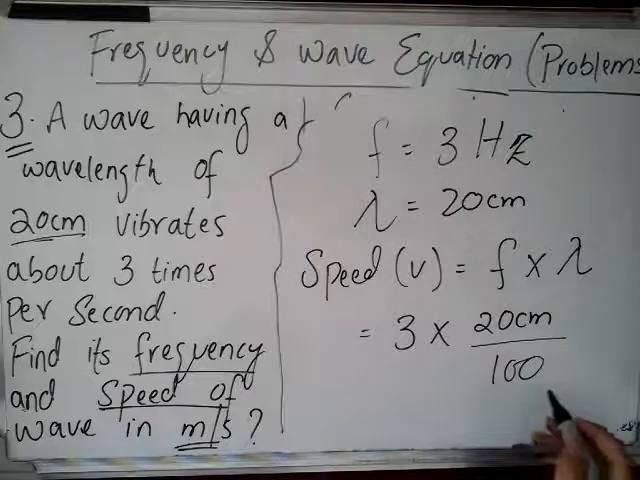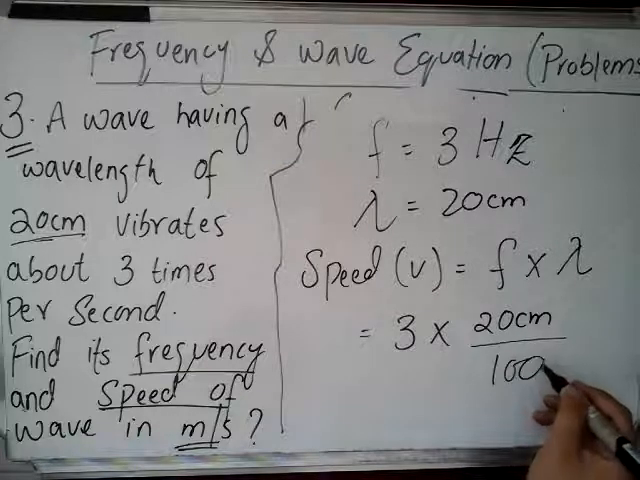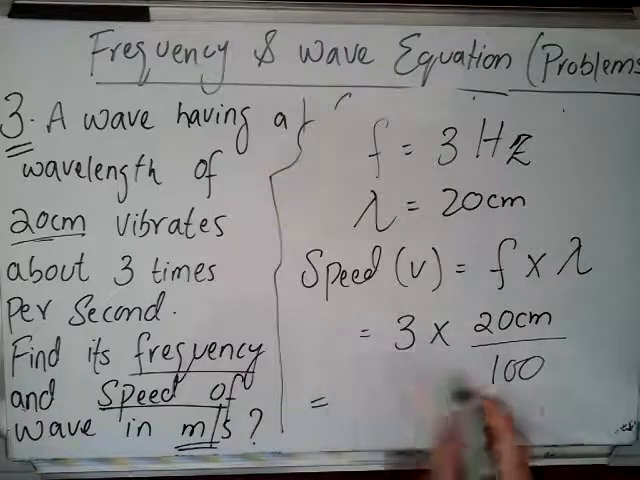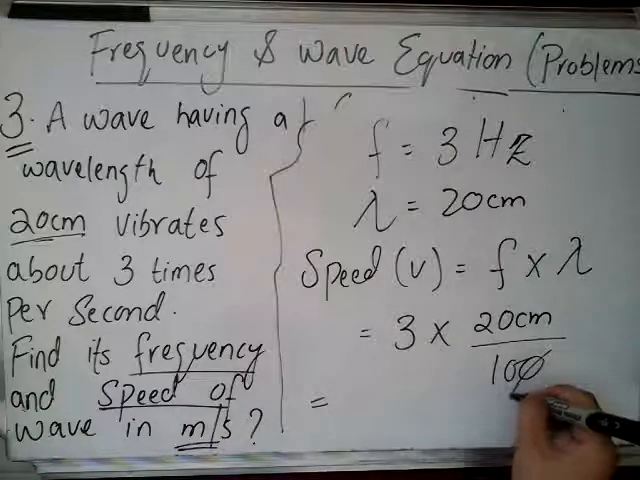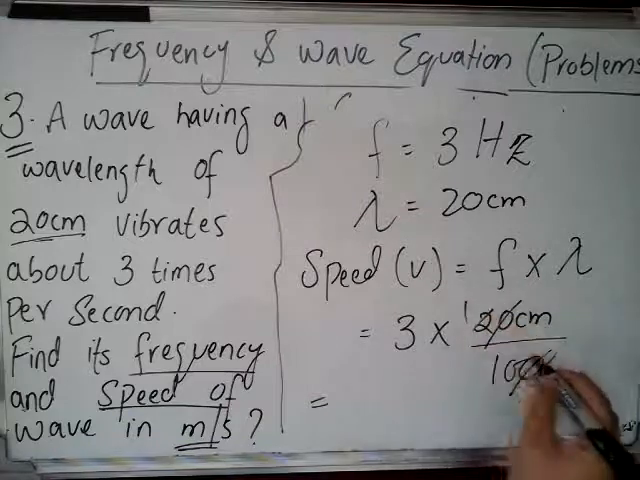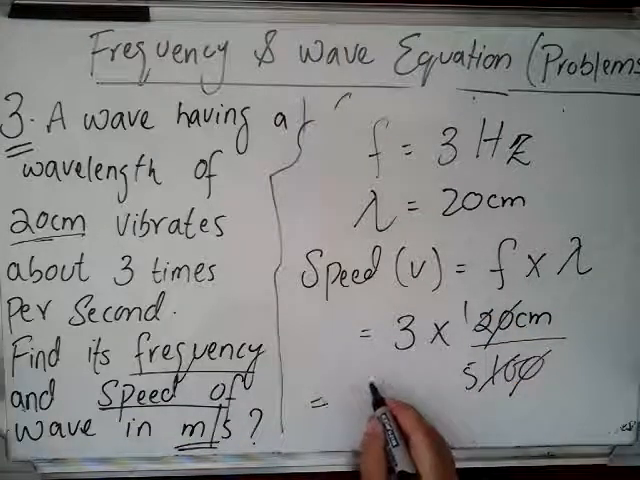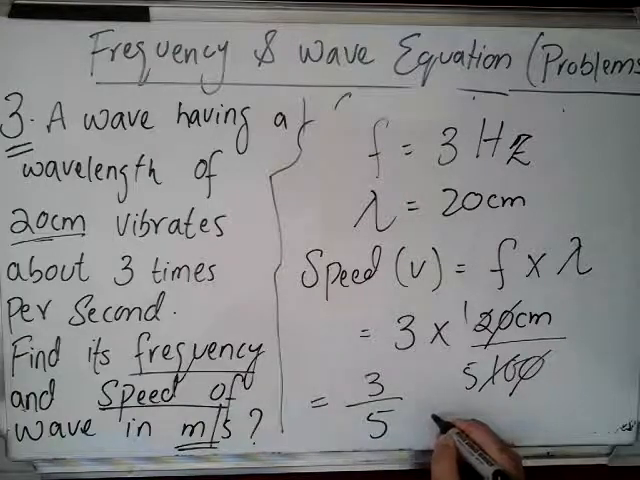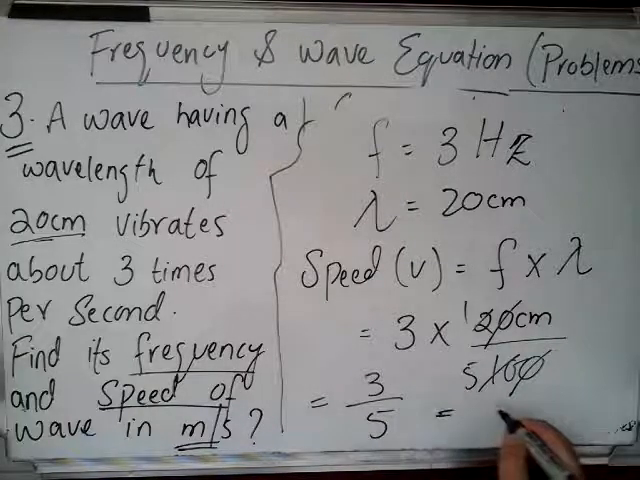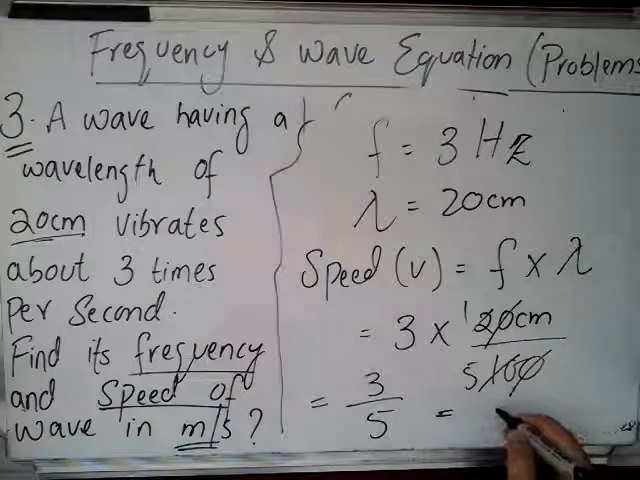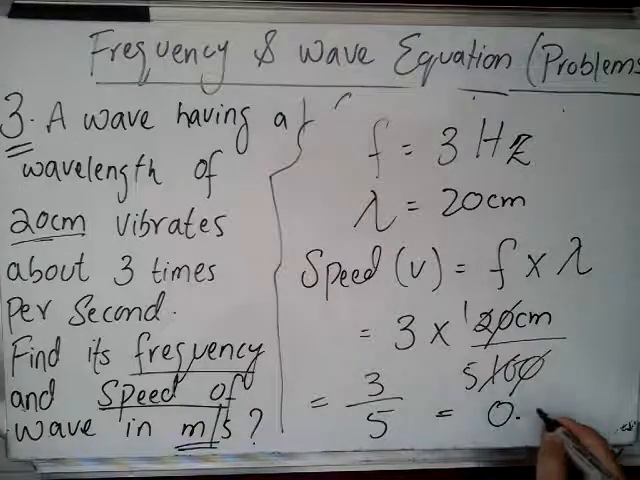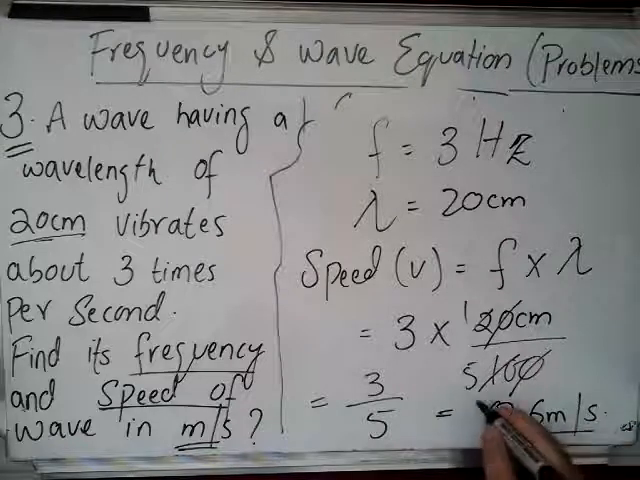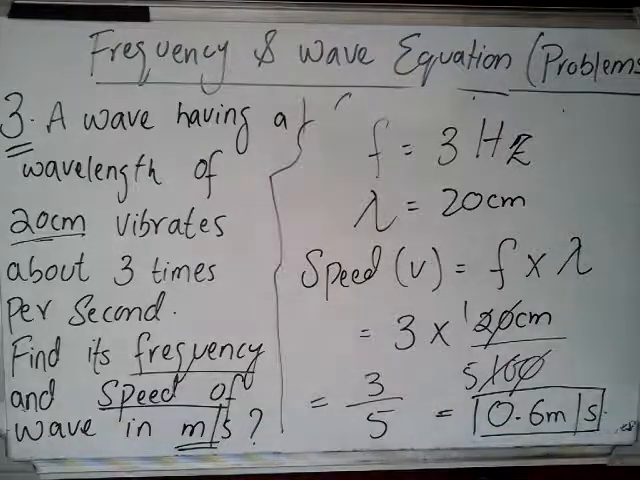Is that clear? Now we will calculate. Here 3 multiplied by 1 over 5 gives 3 over 5. Now if you divide 3 by 5, what will happen? We will get 0.6 meter per second. So this is the speed of the wave. Is that clear?